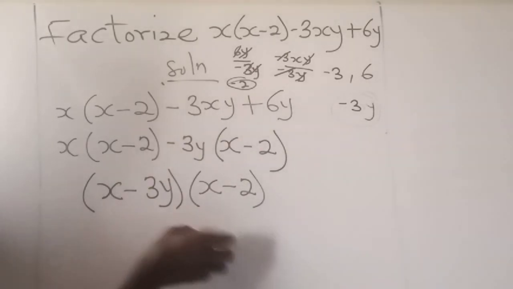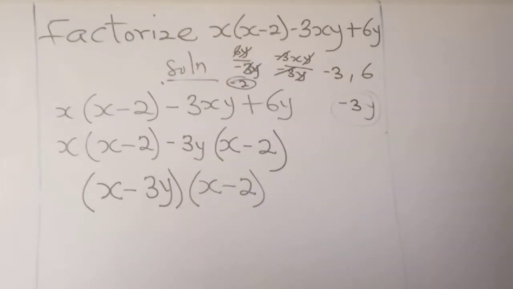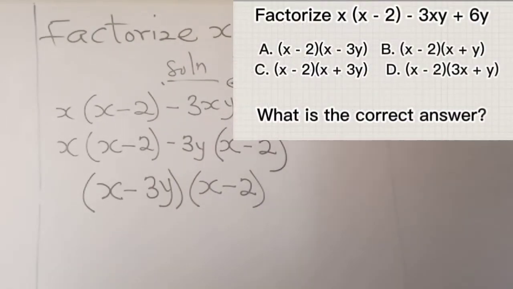So this becomes the factorized form of the expression x multiplying x minus 2, minus 3xy plus 6y. So which of the options given to you is correct? The option A is correct, which is x minus 3y and then x minus 2.